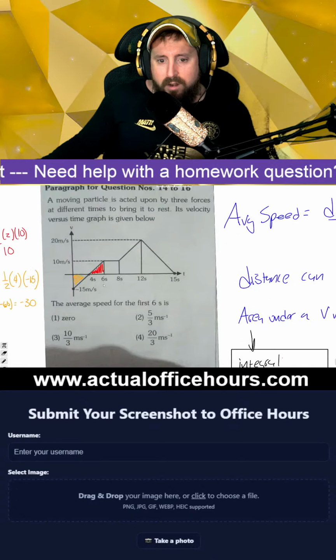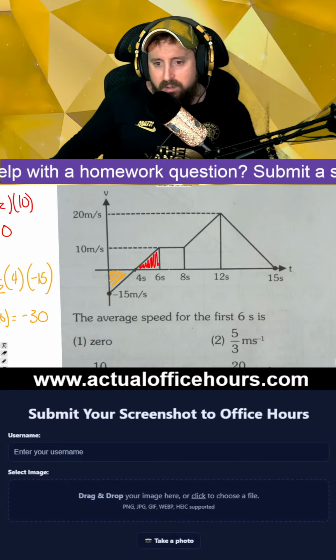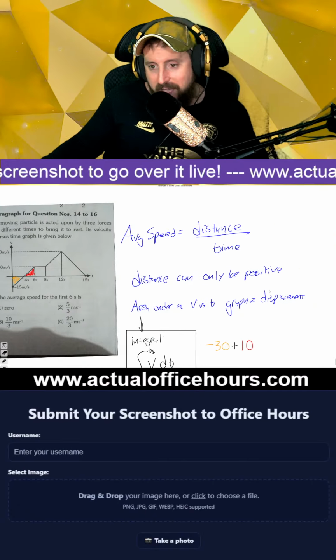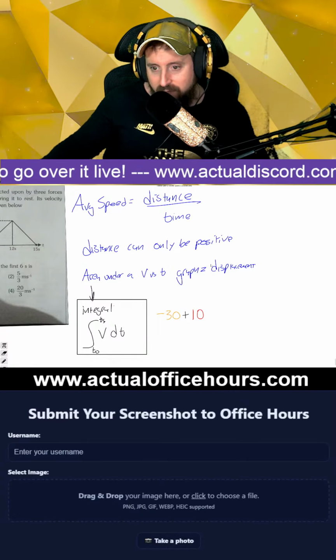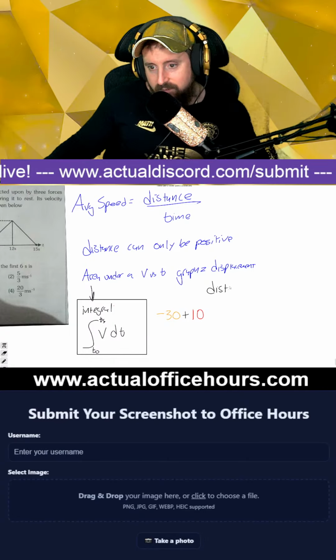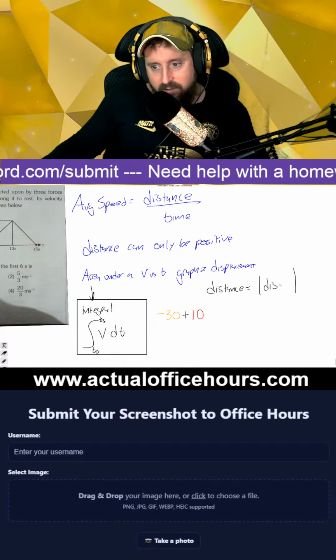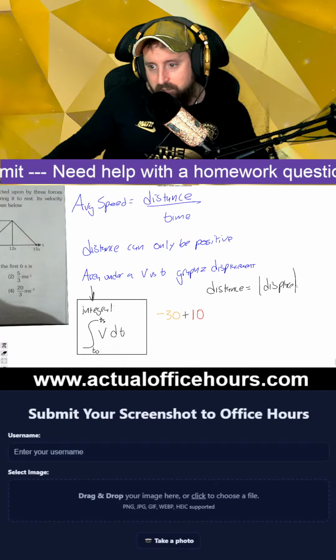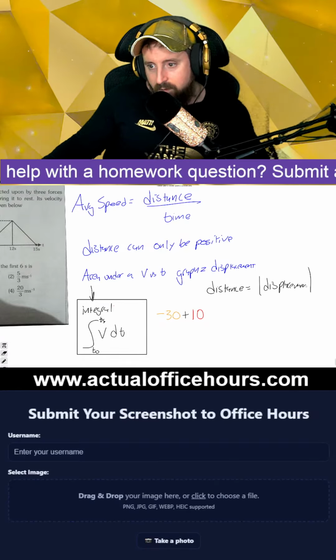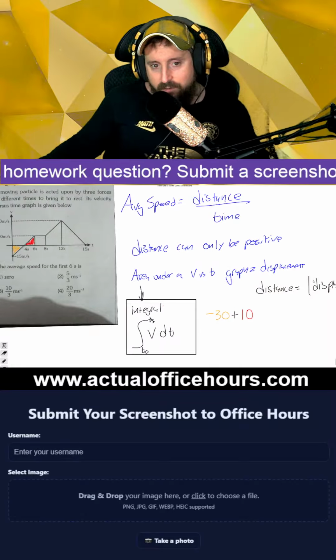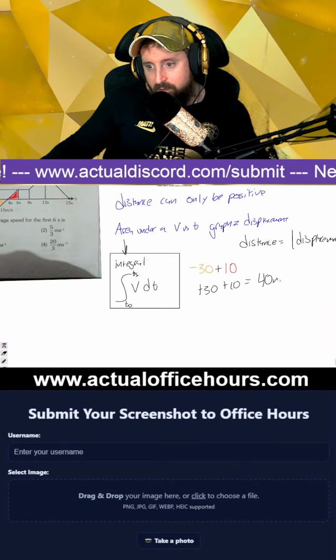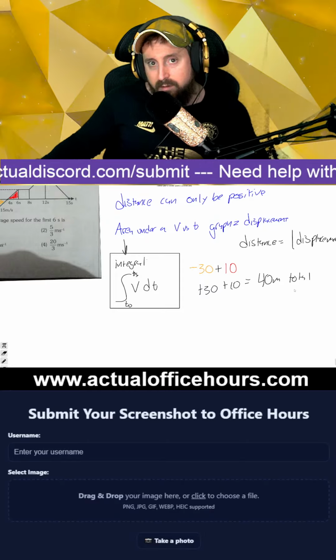So, this area right here is the displacement, and distance is the absolute value of displacement. That's the key thing here. Distance equals the absolute value of displacement. It doesn't care about direction. It just cares about how far you go. So in this case, that's 40 meters of total distance.